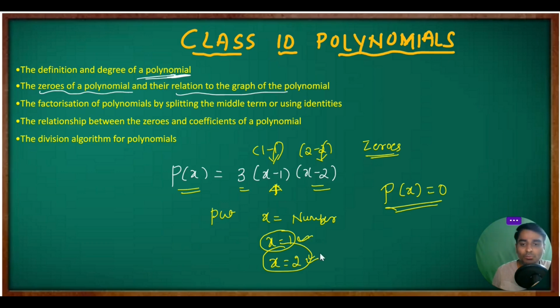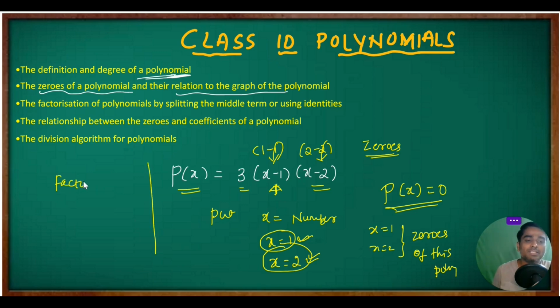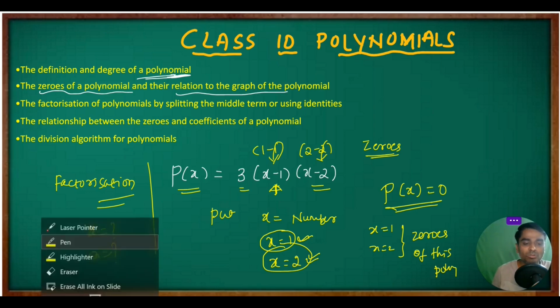If the whole polynomial becomes 0 after putting x equal to 1 and x equal to 2, that means x equal to 1 and x equal to 2 are called the zeros of this polynomial. How will you find the zeros? Very simple. You go for the factorization method like we did in the quadratic equation chapter and get the x values. That is one way of finding the zeros when a quadratic polynomial is given.